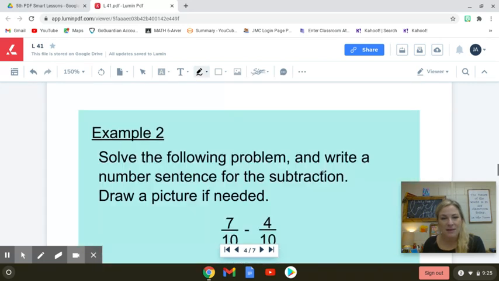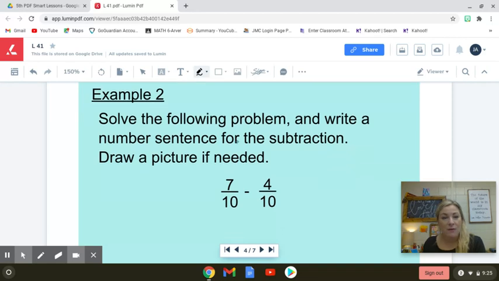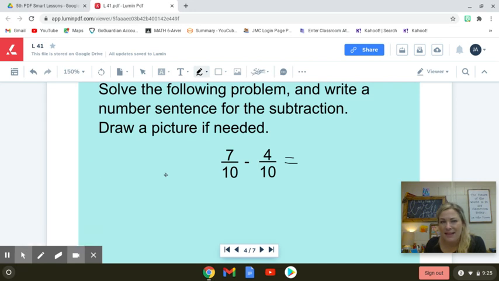Here's another one to give a try. Solve the following problem and write a number sentence for the subtraction. Draw a picture if needed. Give this a try and unpause when you're ready to check my work. So in this case, I didn't really feel like it was necessary to model a diagram again, since I just did that in the previous problem. And as far as writing a number sentence, I'm just going to work with the equation that they've given me here and just work on solving that through. I don't need to rewrite that.